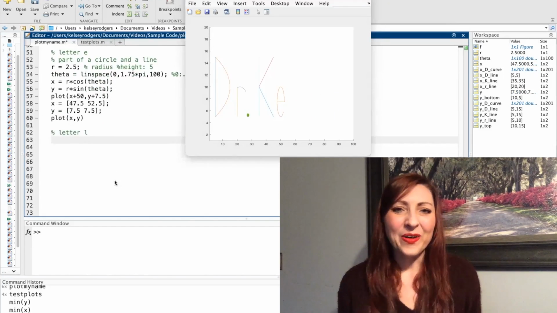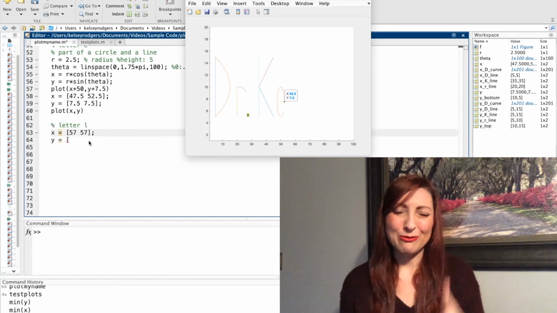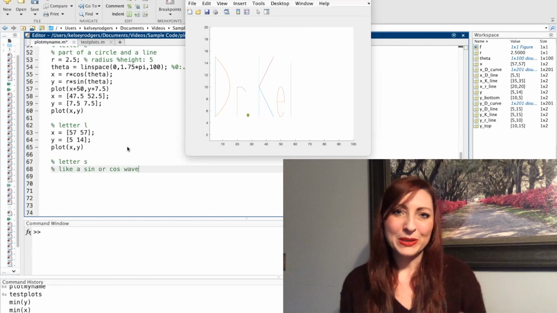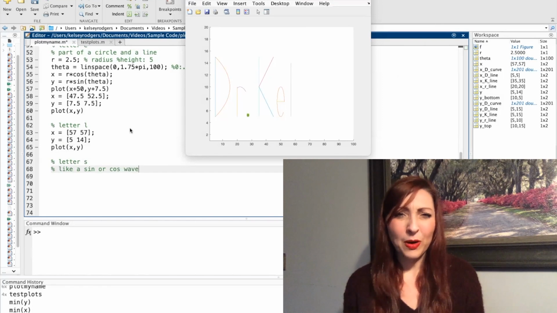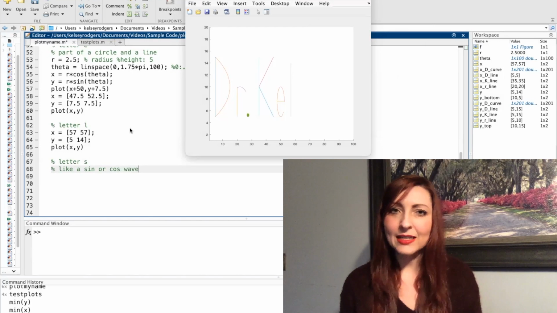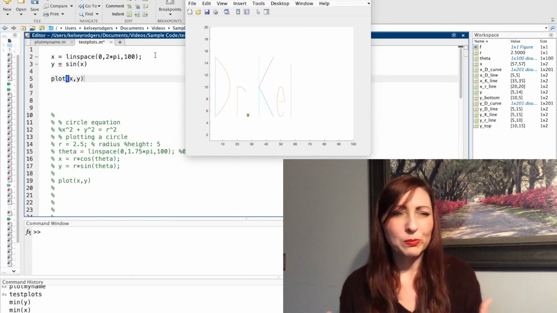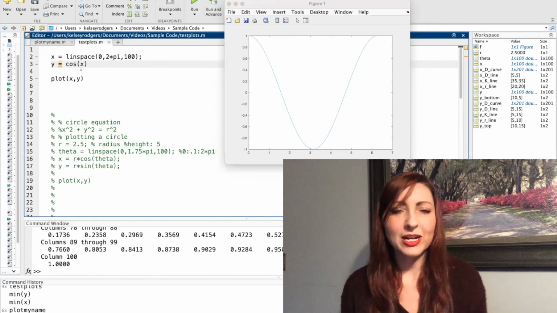Next, I have the letter L, which I'm super excited about because all I need is one vertical line. So I can just continue on and then move on to S. S might be a little bit intimidating, but if I think about what kind of lines I have seen that look like an S, I can think about sine waves, cosine waves. One of those looks like an S, or both of them look a little bit like an S. Maybe I'll try exploring with those.